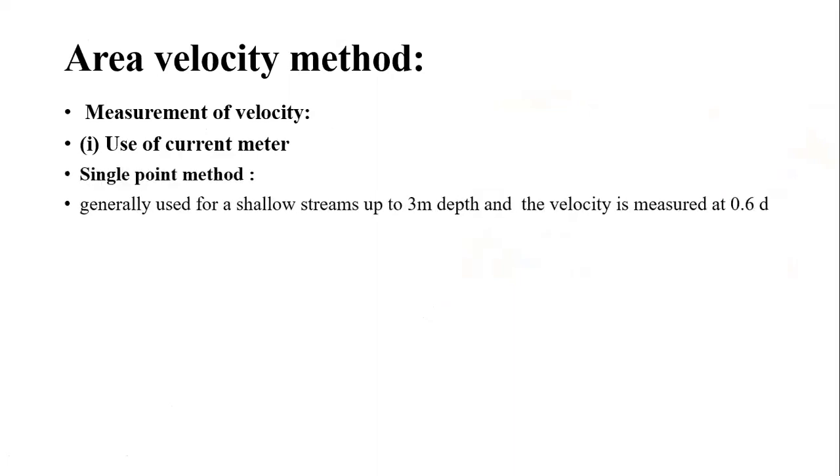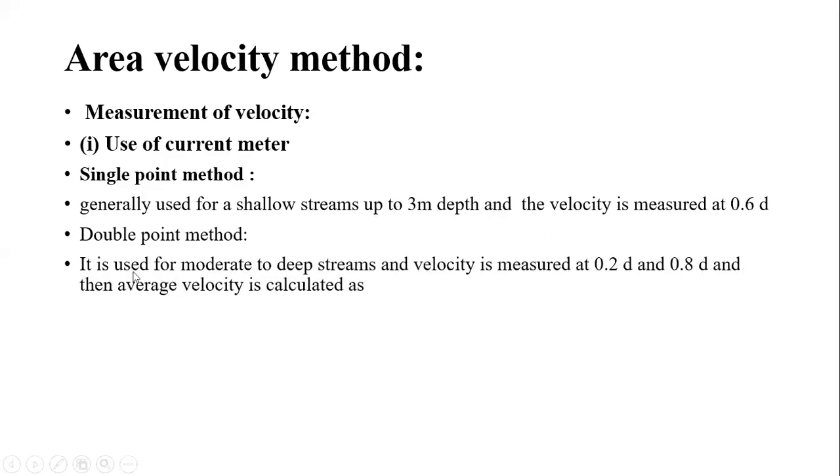So for measurement of the velocity we use current meters, and current meters are of different types, that is single point method and double point method. In the single point method, it is used for shallow streams, that is up to 3 meters, and velocity is measured only at 0.6 of the depth, whereas the double point method is used for moderate to deep streams, and the velocity is measured at 0.2d and 0.8d.